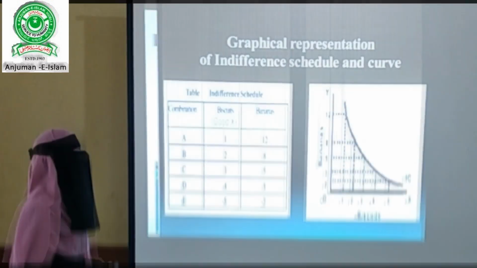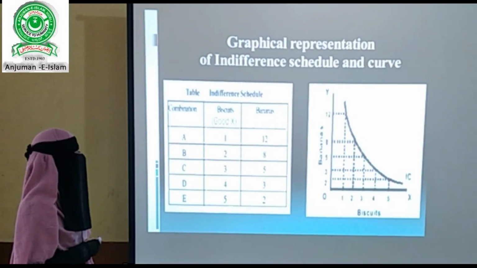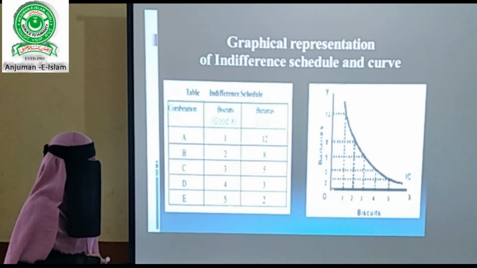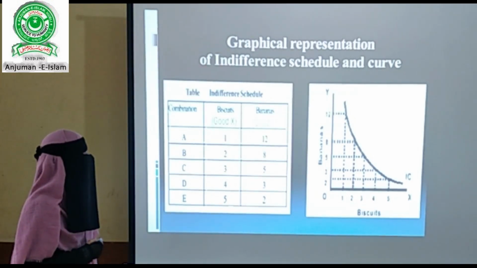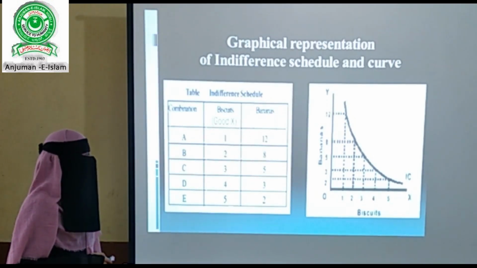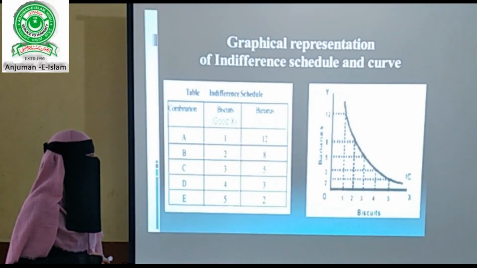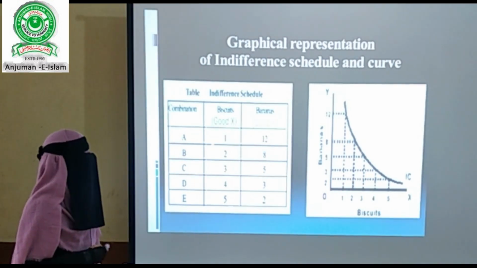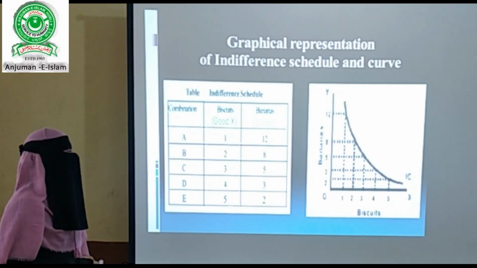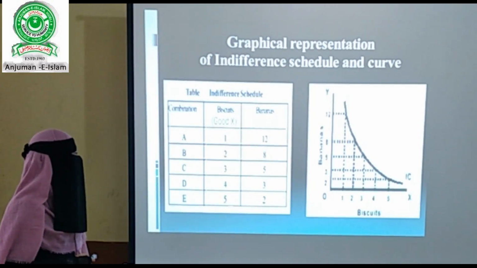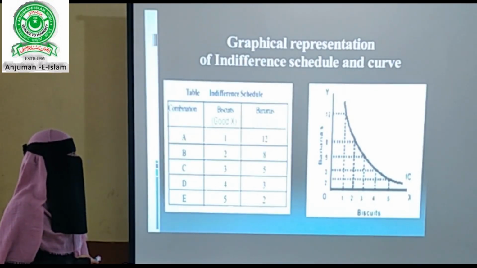On the OX axis, this curve is moving here. So we'll take the first combination. Combination A says that we are getting 1 unit of biscuits and 12 units of bananas. And at combination B, we are getting 2 units of biscuits and 8 units of bananas.